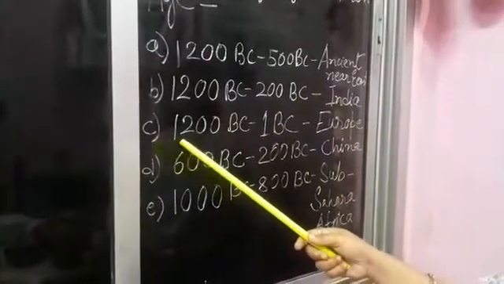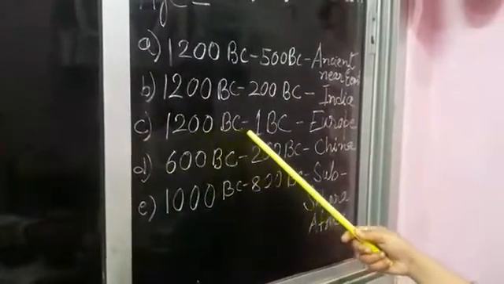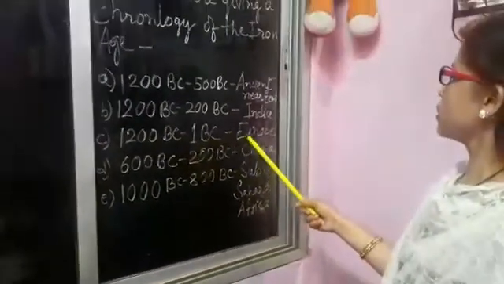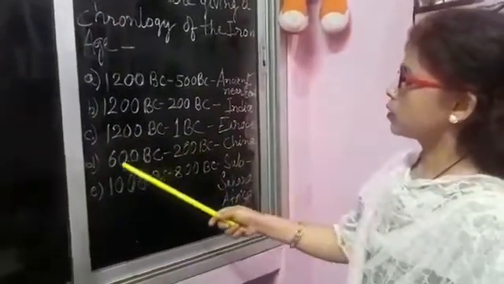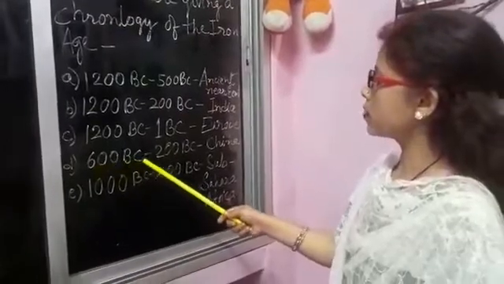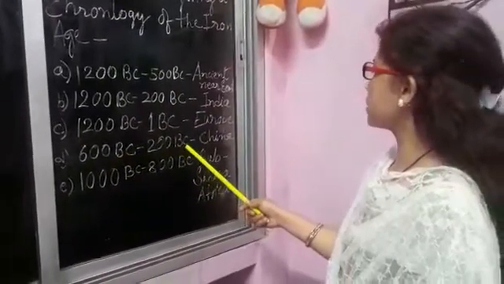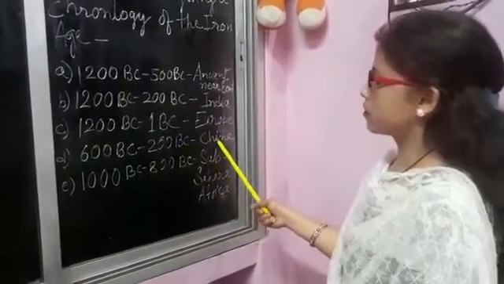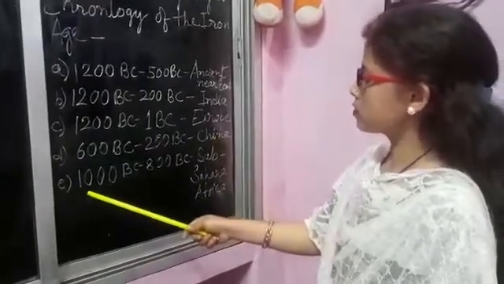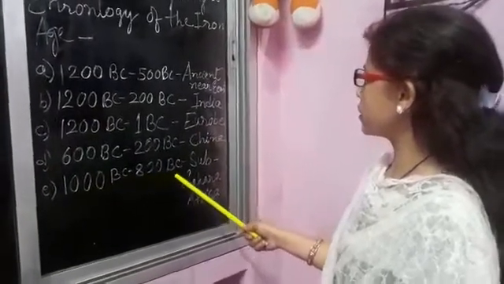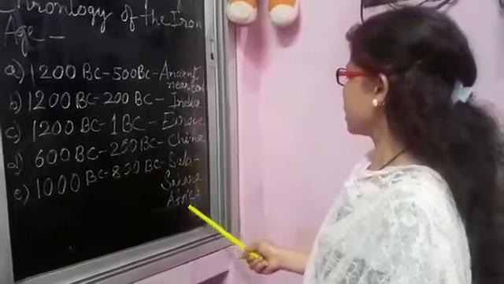C. 1200 BC to 1 BC, Europe. D. 600 BC to 200 BC, China. And the last one is 1000 BC to 800 BC, Sub-Saharan Africa.